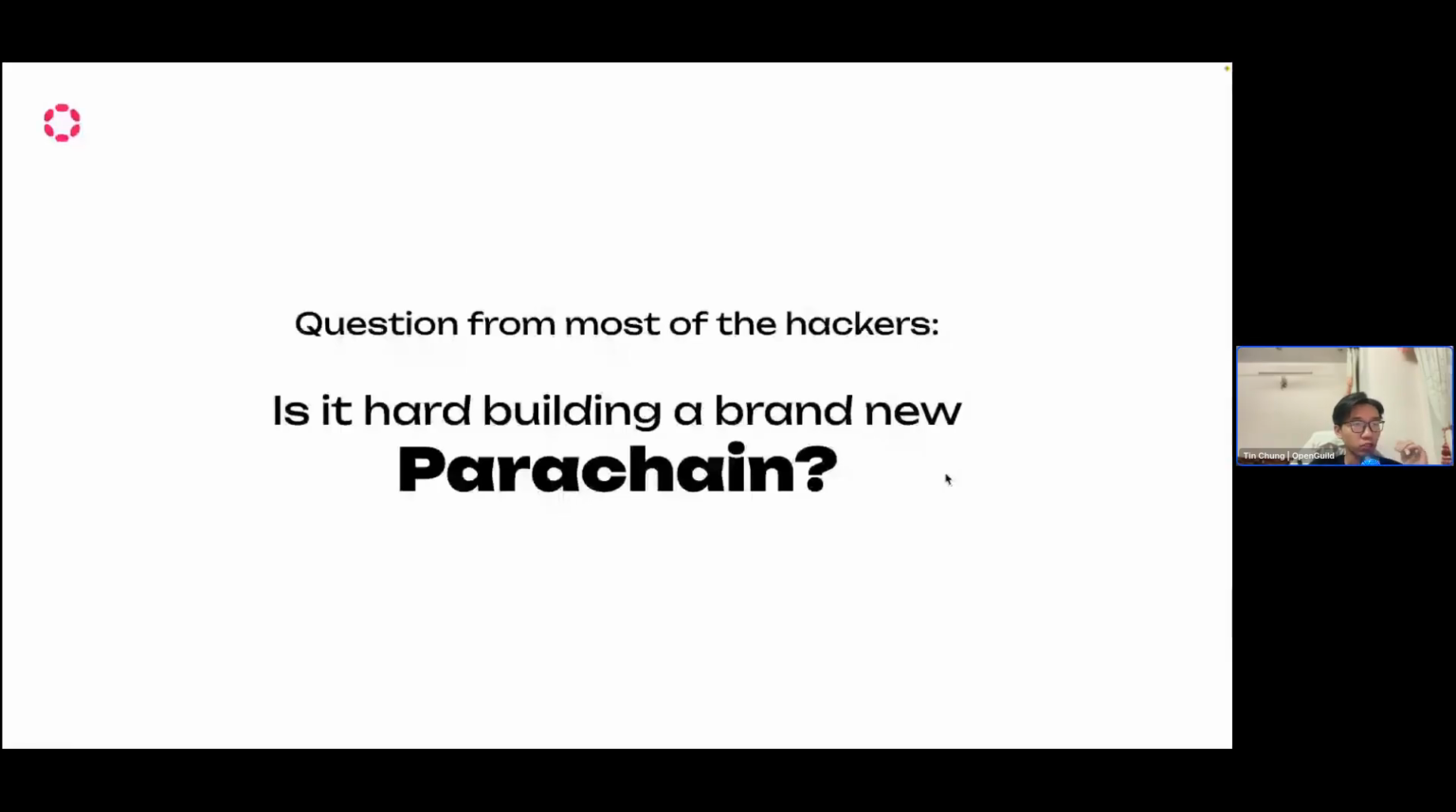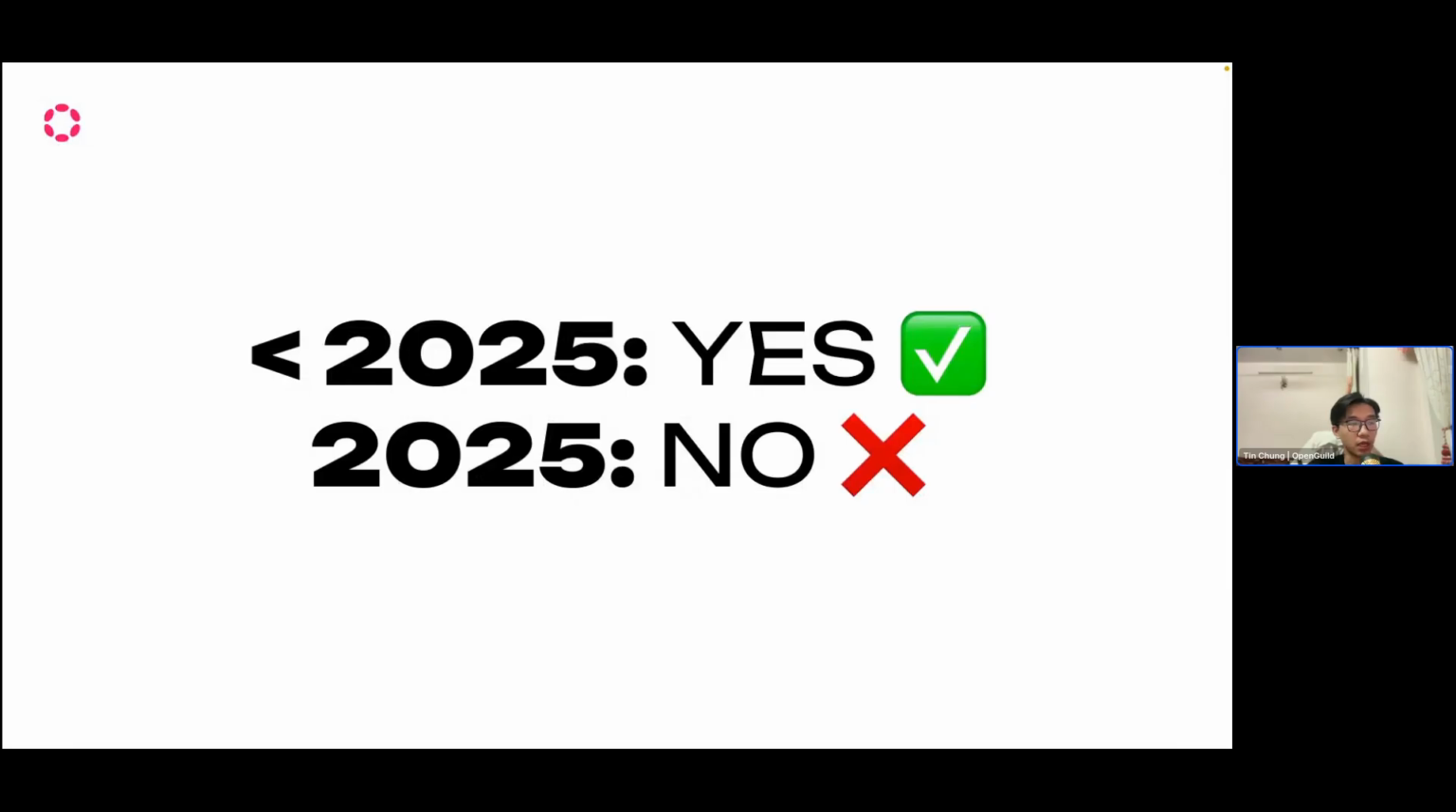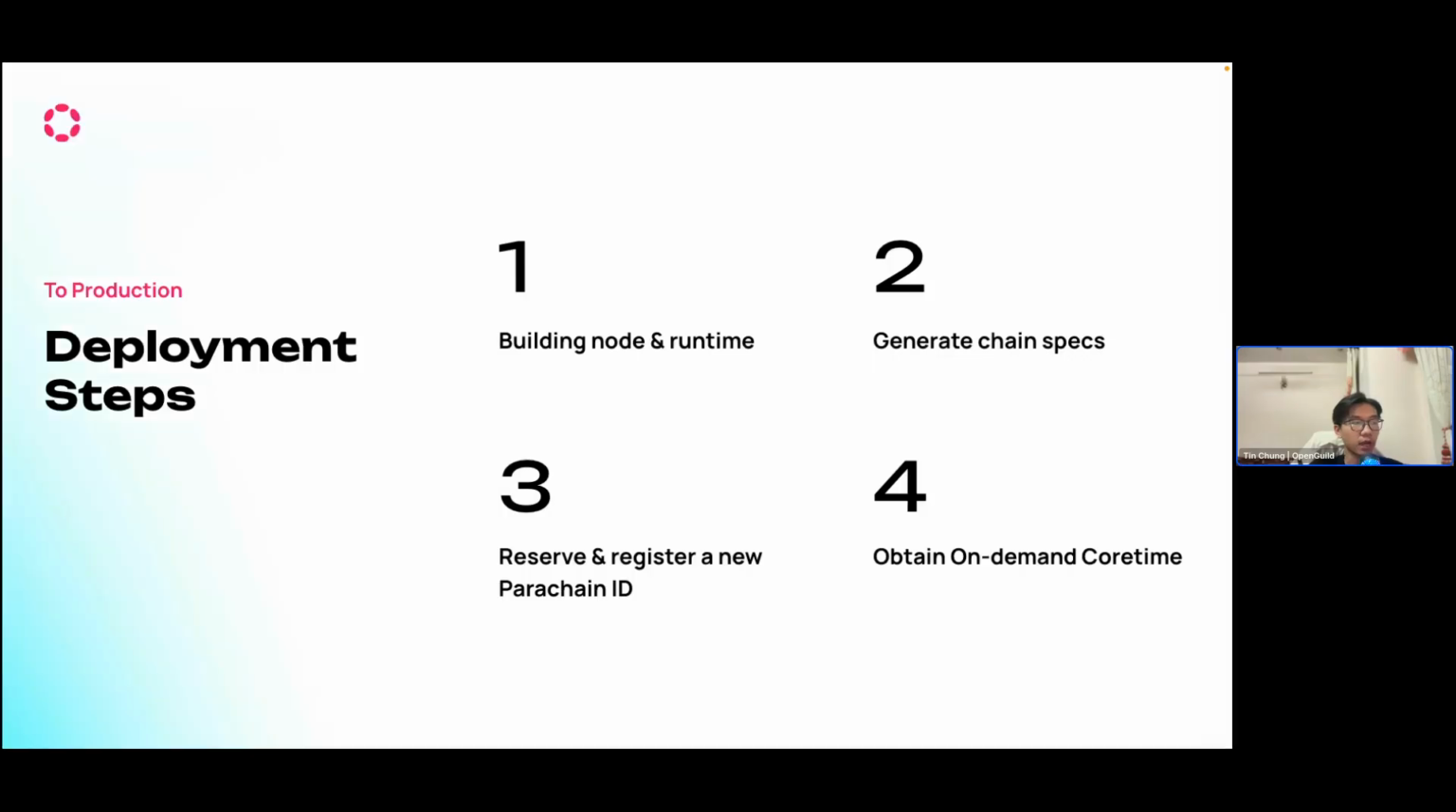So the question from most hackers is: is it hard to build a brand new parachain? Before 2025, the answer is yes. It's extremely hard to build a new blockchain, or I can say a new parachain. But in 2025, the answer is no. It's extremely easy to do. And here are a few deployment steps for any parachain team or hackers to follow and deploy a new parachain network.